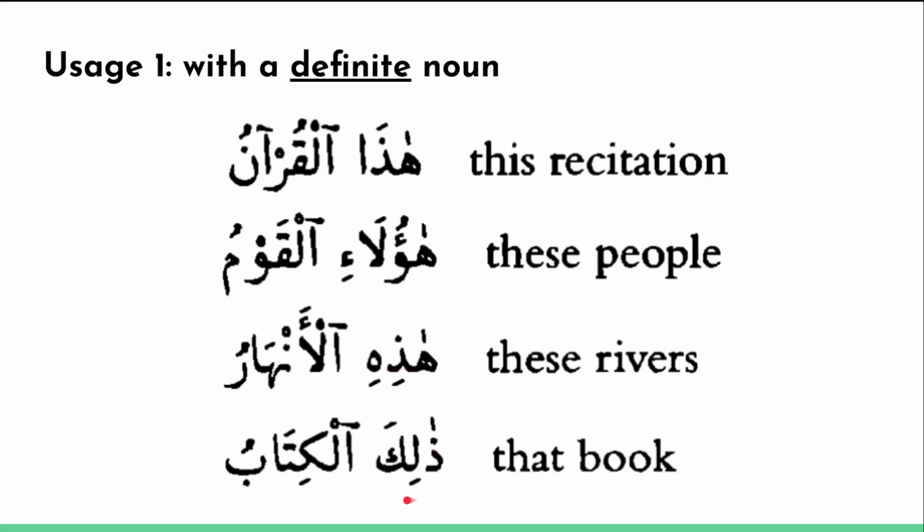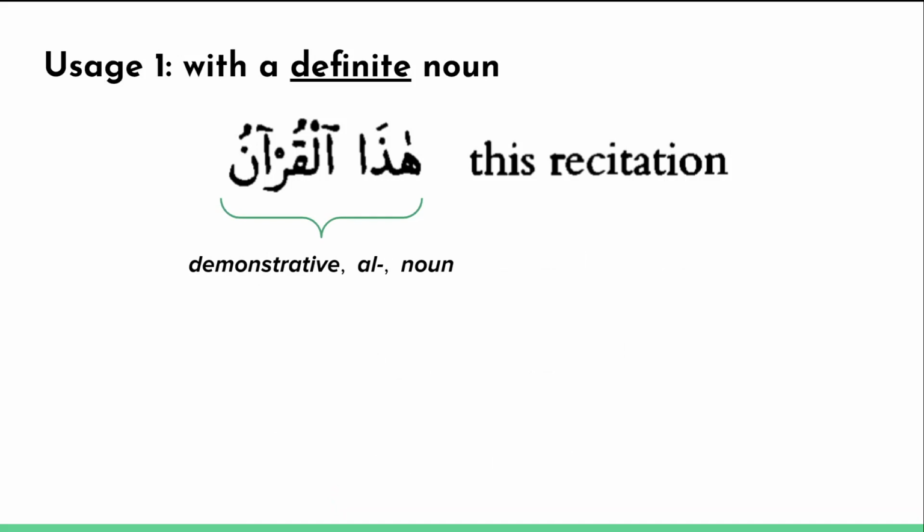And finally, ذلك الكتاب, that book. Alright, so in all of these examples, what have you seen? You've seen that it's a demonstrative word followed by al, followed by the noun. And the way we translate that in English is we just have the demonstrative word and then the noun. You don't have the word is in between or anything like that. You just have this phrase, this recitation.